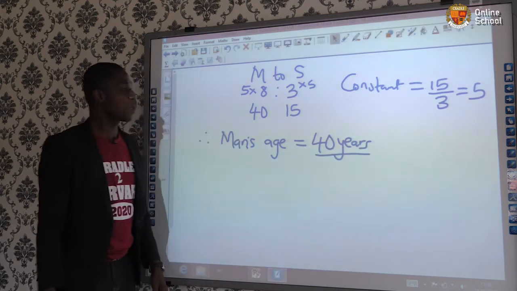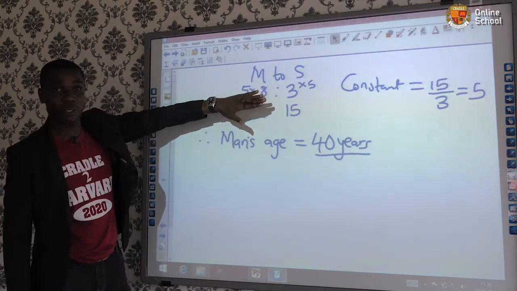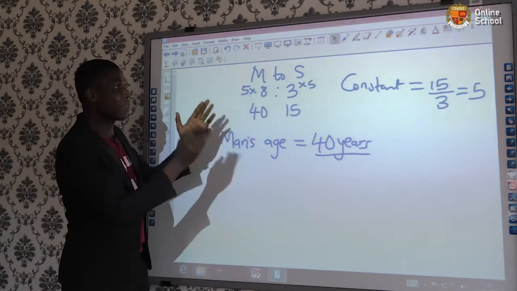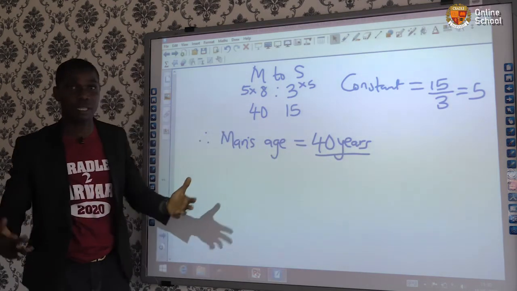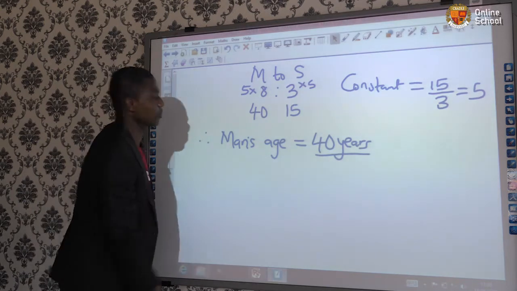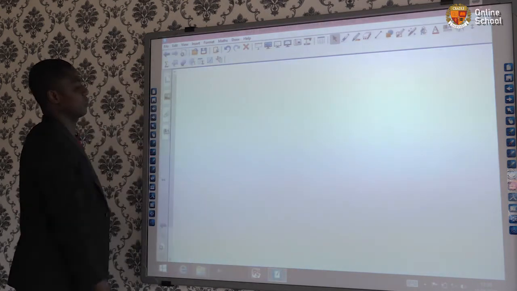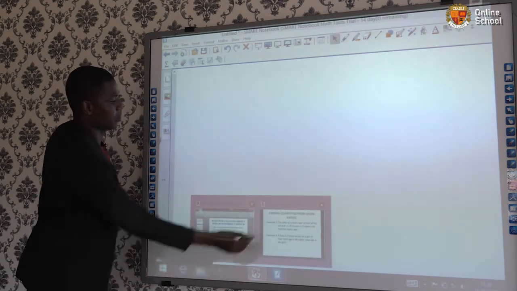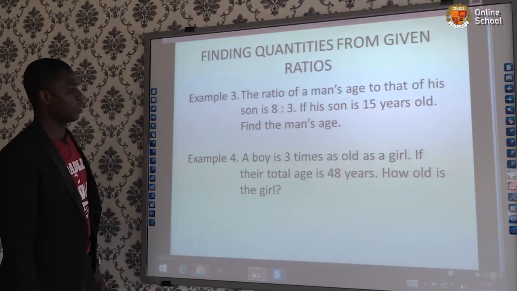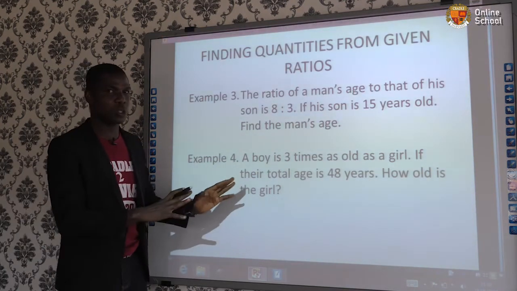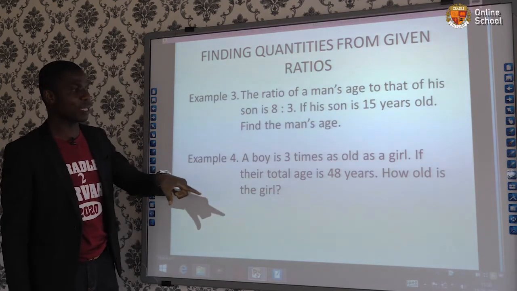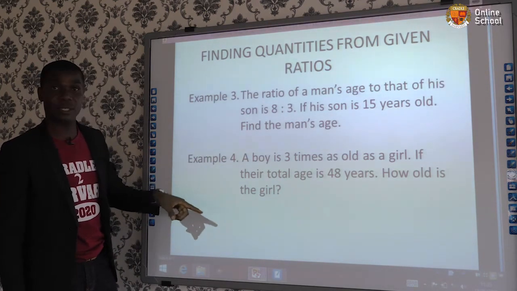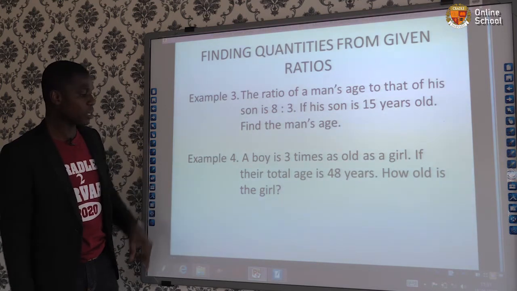Have you seen it? Whenever this kind of question is given to you, look at the side that is complete, divide it by the ratio, what you get, multiply by the other ratio, you get it, okay? This looks similar, but not just simple, okay? A boy is 3 times as old as a girl. If their total age is 48, how old is the girl?